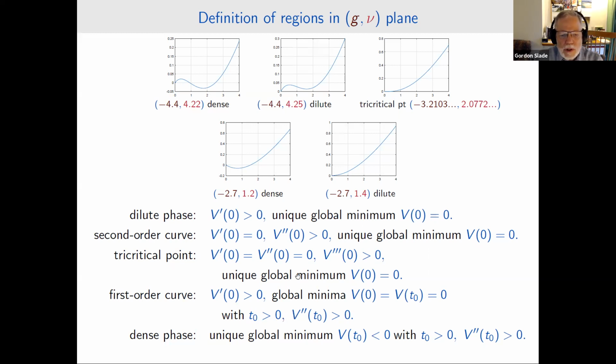The first order curve corresponds to the transition that takes place for g values when nu increases from this situation to this situation. Whereas the second order curve corresponds to this kind of a transition as you increase nu. And the tricritical point is sitting right at the middle of everything.